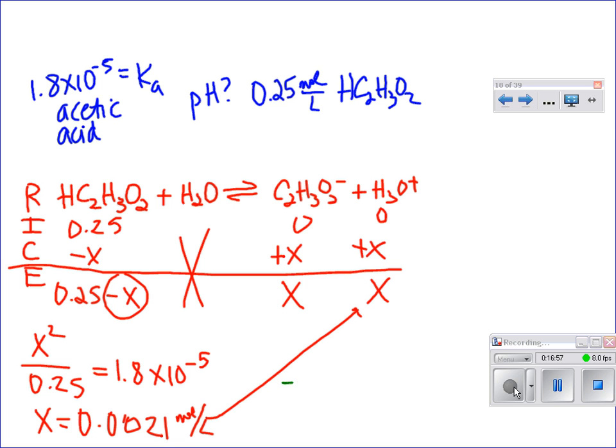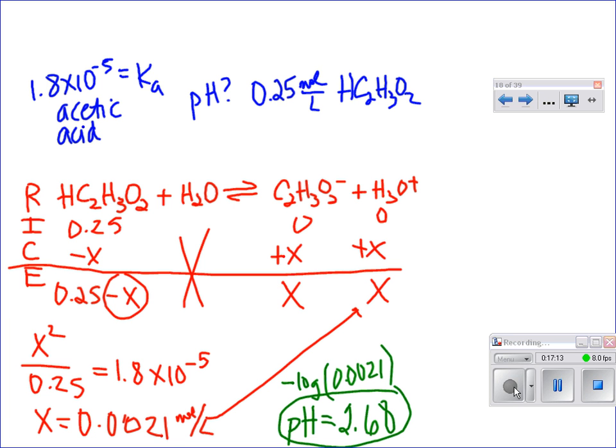So if I take the negative log of 0.0021, to 2 sig figs, meaning 2 decimal places, the pH is 2.68. And that's acidic, and that makes sense. So this is acetic acid.